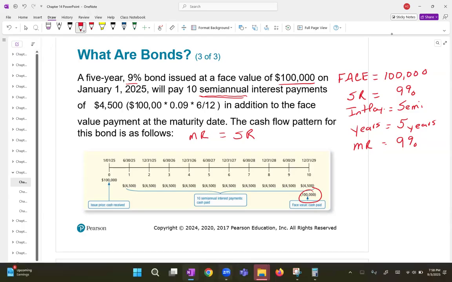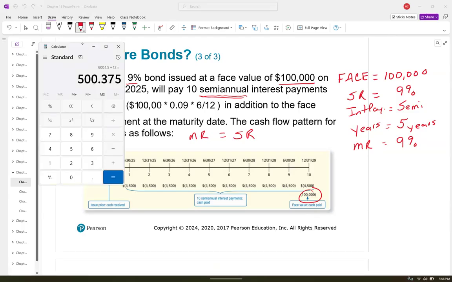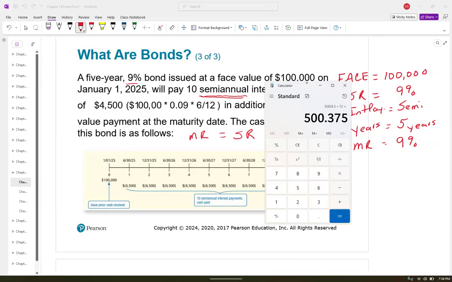Now, I want to pull my calculator back up here and do this again for you. Remember, interest rates are quoted at an annual amount. So we have our 100,000 multiplied times 9%. That's 9,000, for a whole year. They multiply it times 6 divided by 12. We can cut that in half. 9,000 divided by 2 is going to give us 4,500.